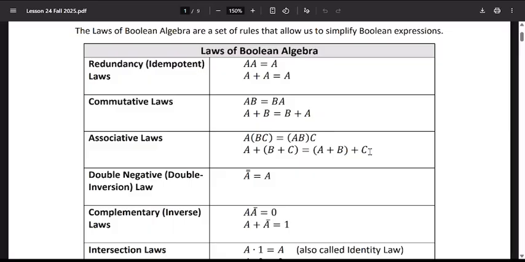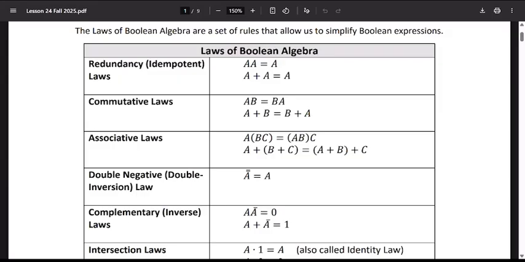From there, I want to go to the double negative law. Two negatives are going to return us back to the original A. That's what it's trying to say. It's like talking about the complement of the complement. It's going to return us back to A.